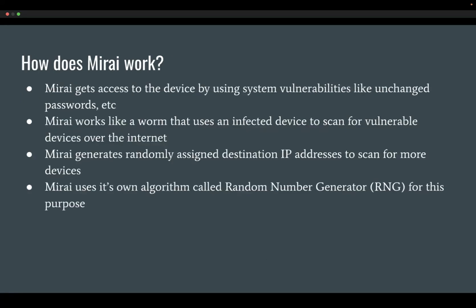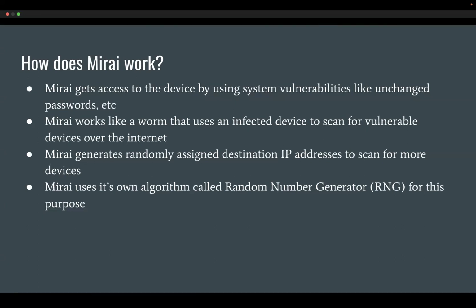Now, just an overview of how Mirai works. First of all, it has to gain access to a vulnerable device. It does that by exploiting system vulnerabilities like unchanged passwords and so on. Once it gains access to a device, the next thing that Mirai wants to do is to find out what other vulnerable devices are present in the network, and therefore it works like a worm in order to scan for all these vulnerable devices.